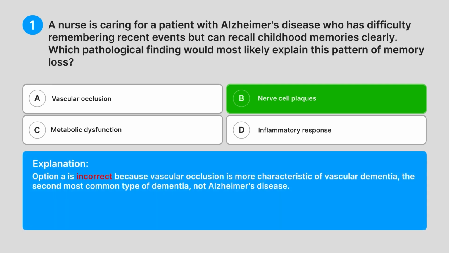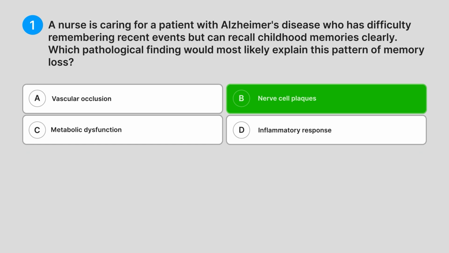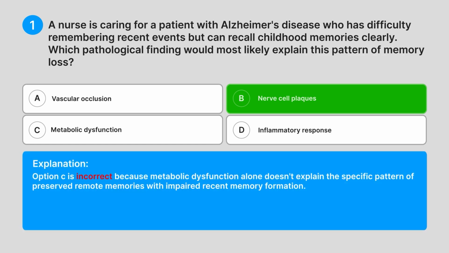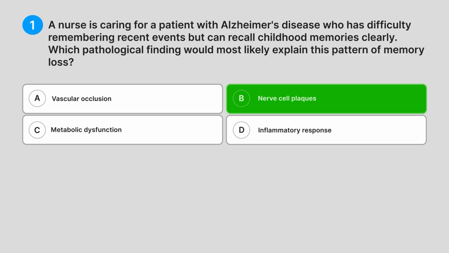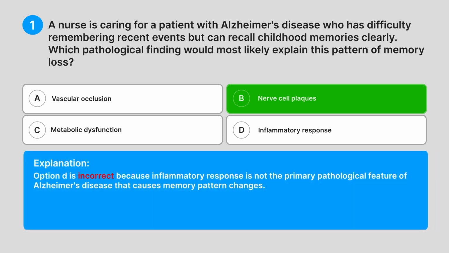Option A is incorrect because vascular occlusion is more characteristic of vascular dementia, the second most common type of dementia, not Alzheimer's disease. Option C is incorrect because metabolic dysfunction alone doesn't explain the specific pattern of preserved remote memories with impaired recent memory formation. Option D is incorrect because inflammatory response is not the primary pathological feature of Alzheimer's disease that causes memory pattern changes.